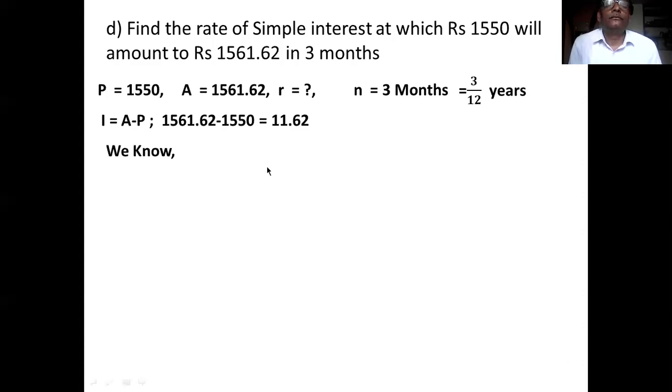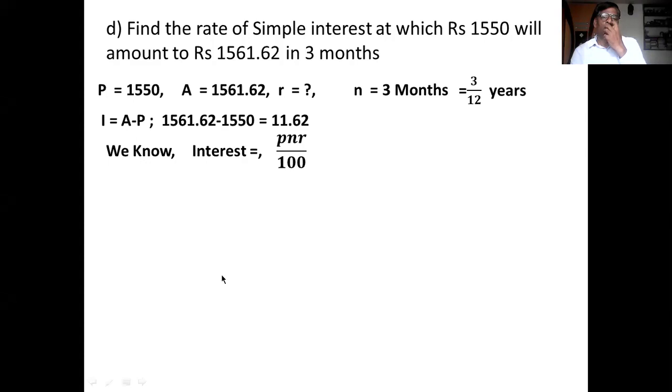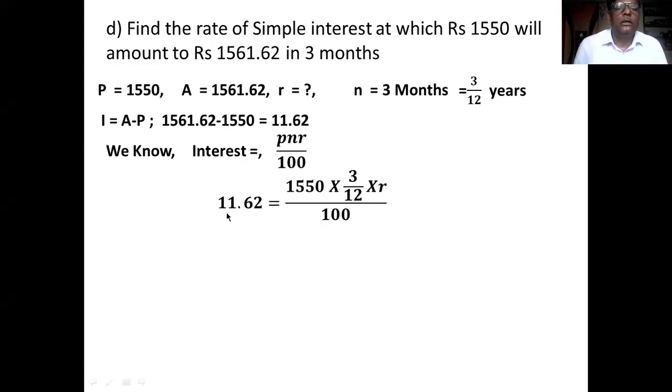Your equation is interest is equal to PNR divided by 100. Okay. So interest is 11.62, P is 1550, and N is 3 by 12. R is unknown. Clear? Divided by 100. This is the situation where you fill in the values.